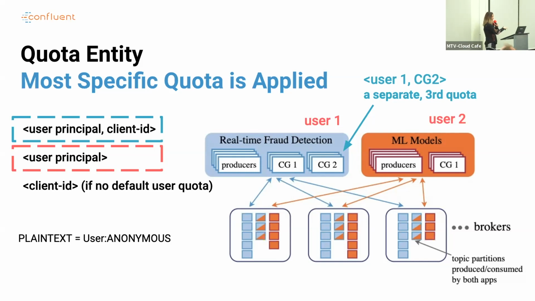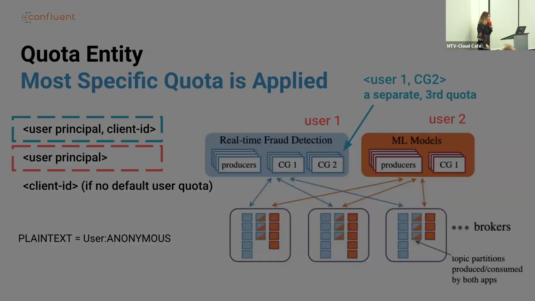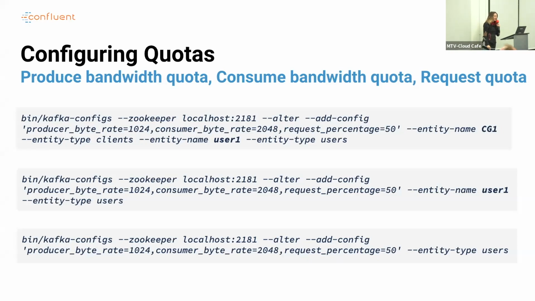In the docs it's clearly defined, I just wanted to mention it. And then you can allocate quota through the admin client, or you can use Kafka configs, and then you set your quota for producer and consumer bandwidth, and request quota. You can define your entities, and you can also do a default user as well.